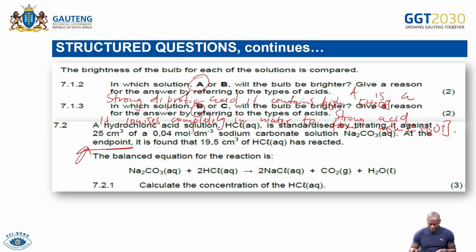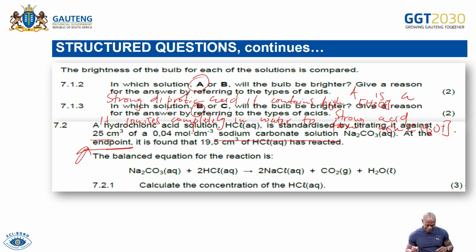Then it is found that 19.5 cubic centimeters of hydrochloric acid has reacted. Okay, then the balanced equation for the reaction is sodium carbonate plus HCl to produce sodium chloride plus carbon dioxide and water. So calculate the concentration of hydrochloric acid. Okay, so maybe before we calculate the concentration of hydrochloric acid, let's just check what is given. Hydrochloric acid is standardized by titrating it against what? 25 cubic centimeters of sodium carbonate, okay?